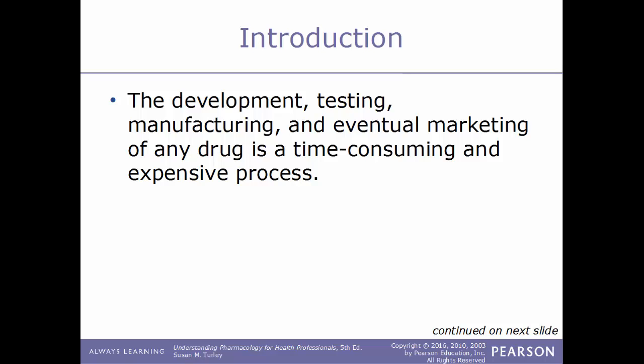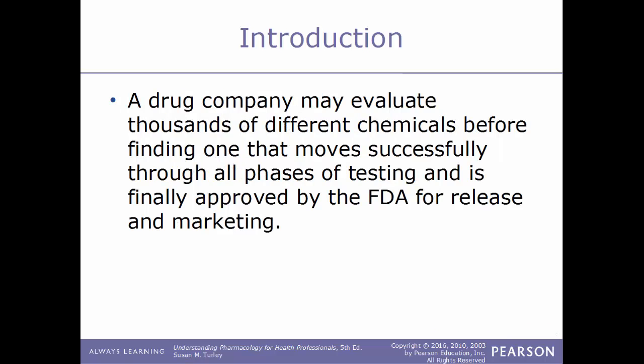The development and the testing, manufacturing, and the eventual marketing of a drug is a very time-consuming, very expensive process. Now, a drug company may evaluate thousands of different chemicals before finding one that goes all the way through all the phases of testing and then is finally approved by the FDA to be released and marketed.